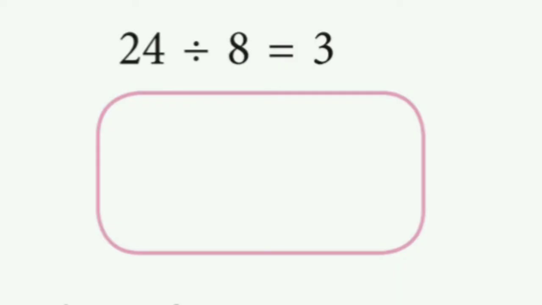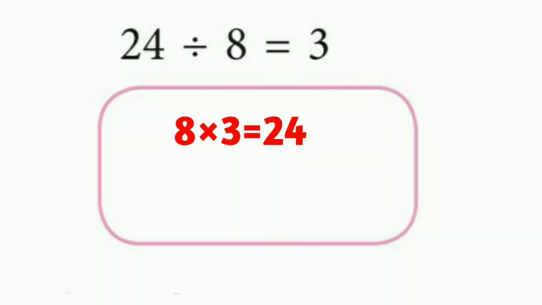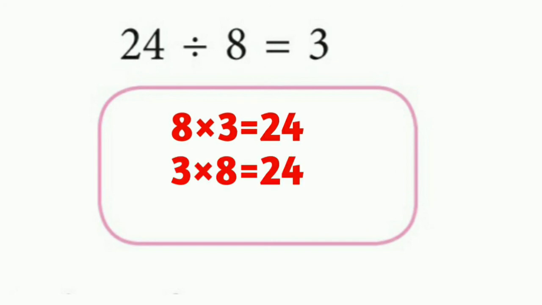Look at the next example. Here we have 24 divided by 8 equals 3. So 8 3s are 24 and 3 8s are again 24. So these are the two multiplication facts for this. So students, this way we can write the multiplication fact and division fact of any number.